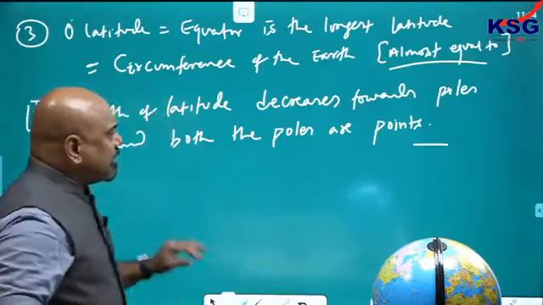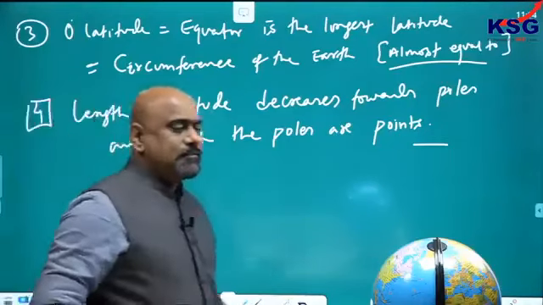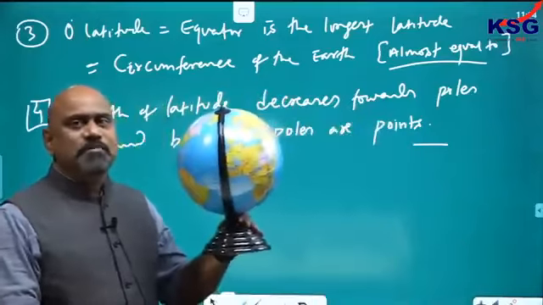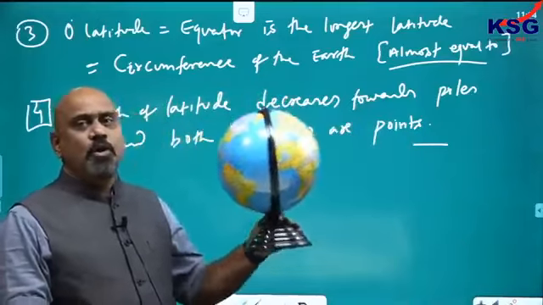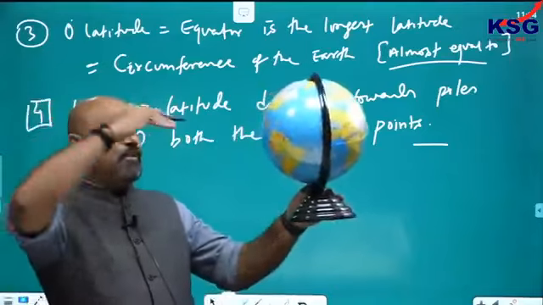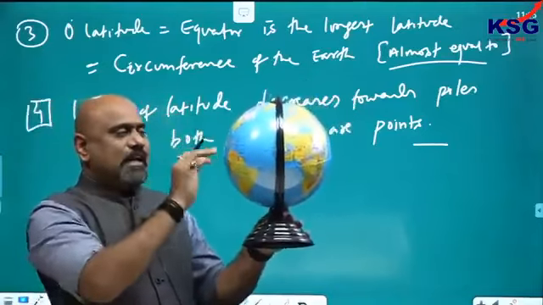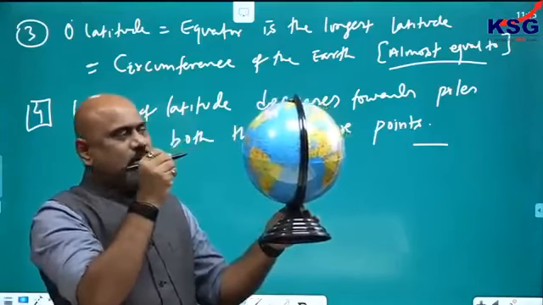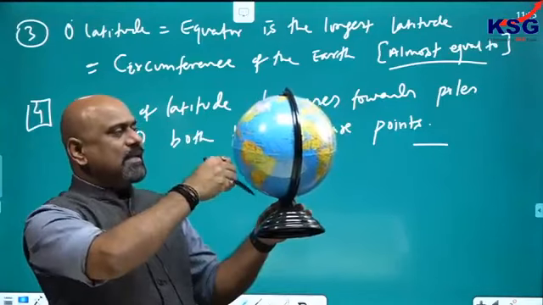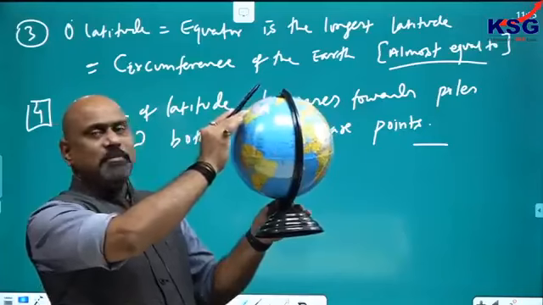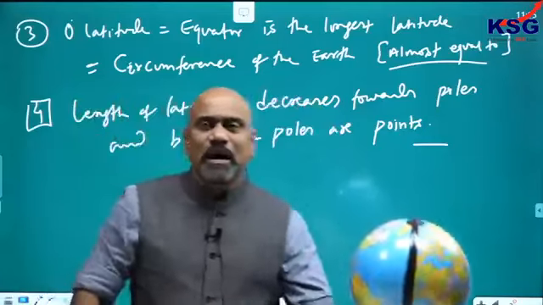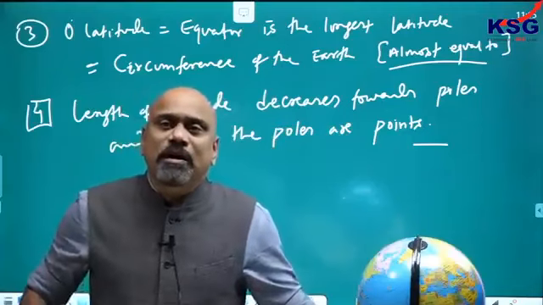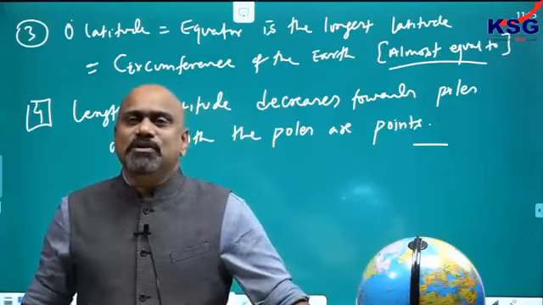Now, all these latitudes are parallel, I said. What will happen because of these properties? While the sun's rays fall over this region, they will be vertical over the equator when the sun is vertically above it. But towards the poles, the rays will be inclined. So the angle of incidence will vary. The sunlight will be more at the equator and the intensity decreases towards the poles.